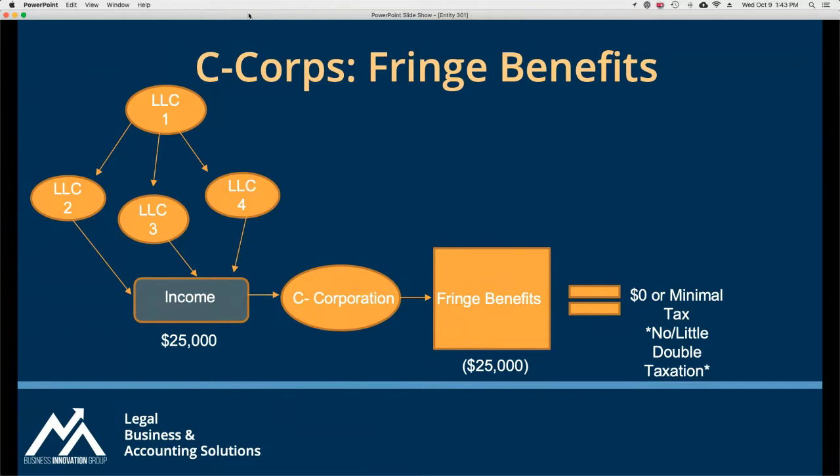So what you're going to do is divert income from your existing structure into the C corporation. And then that C corporation is just going to pay that income back out in the form of fringe benefits. So here in my example, maybe you take 25 grand and divert that into a C corporation. And then the C corporation covers some fringe benefits for you to the tune of 25 grand. And so ultimately we have $0 left over, right?